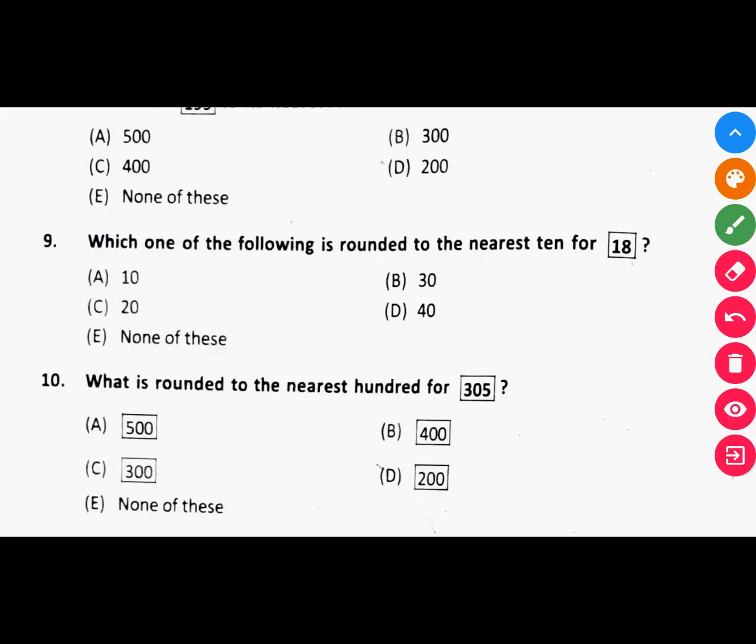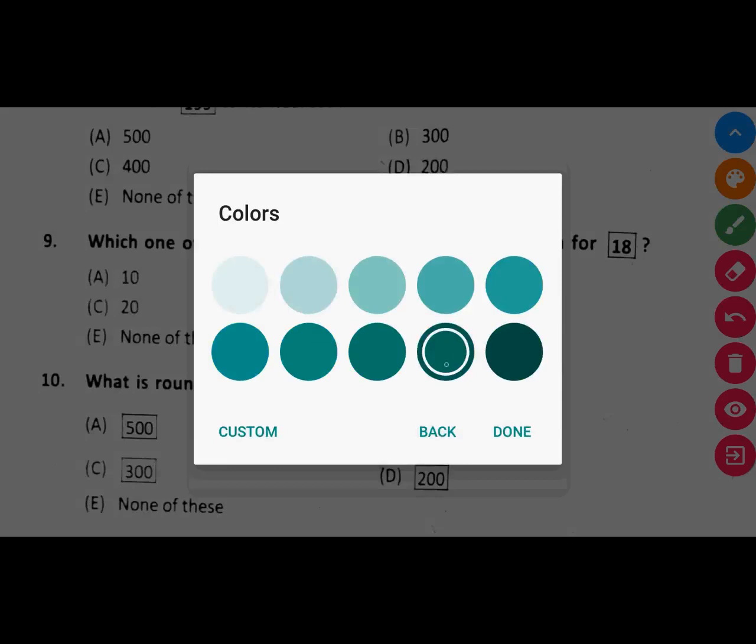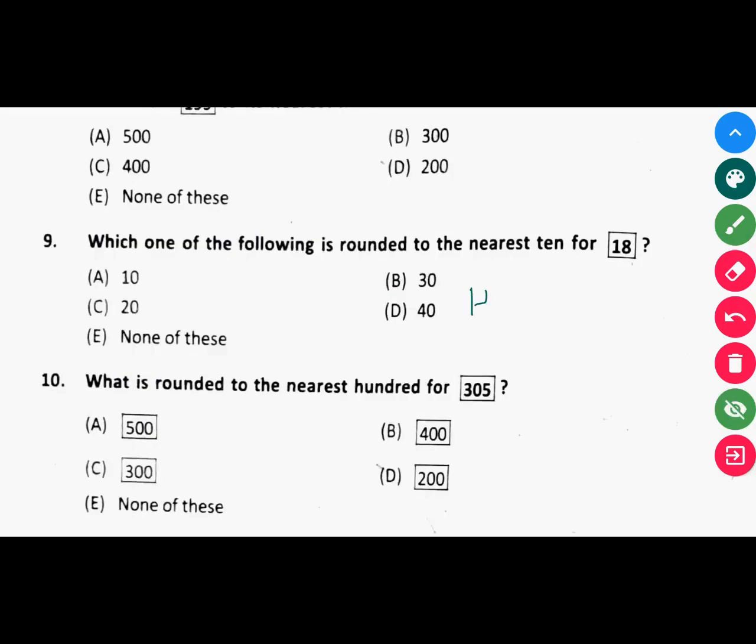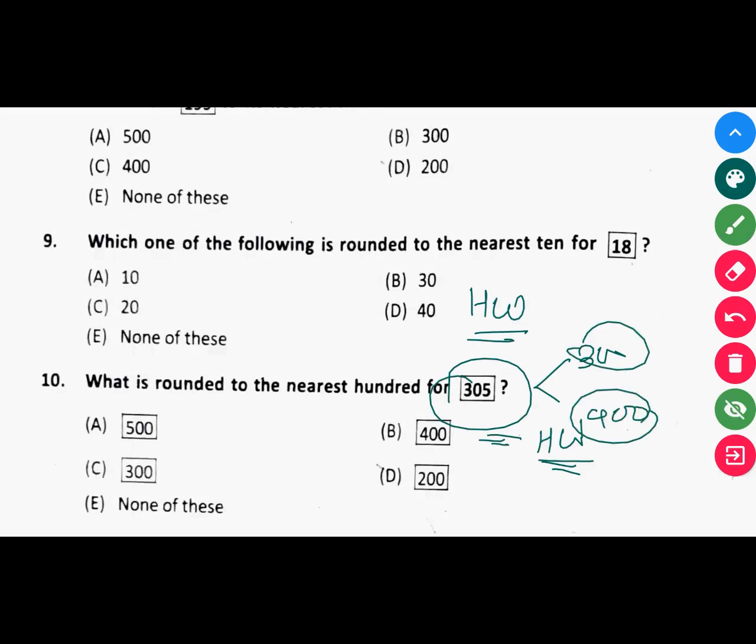Now which one of the following is 18 rounded to the nearest 10? You can solve this, so I am not going to take this. This is for your homework. And 305 rounded to the nearest 100, you can also solve. So this is also for homework. I hope this very first chapter is very easy, so you can easily understand the concept. There are two options here, 300 or 400. You have to choose between 300 or 400, and here also you have to choose between 10 and 20. So all the best for the very first chapter, which is very easy.